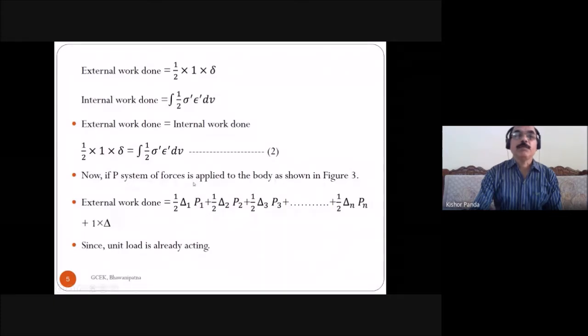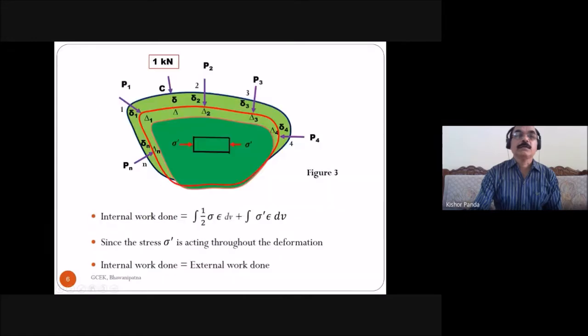Now, if the P system of forces is applied to the body as shown in figure 3, because the unit force is already present at C, due to this force this is the deflection that takes place: lowercase delta 1, delta 2, delta 3, delta 4, delta n at 1, 2, 3, 4, n, and at the point C this is the delta, the deflection. So already due to this unit force, this is the deflection.